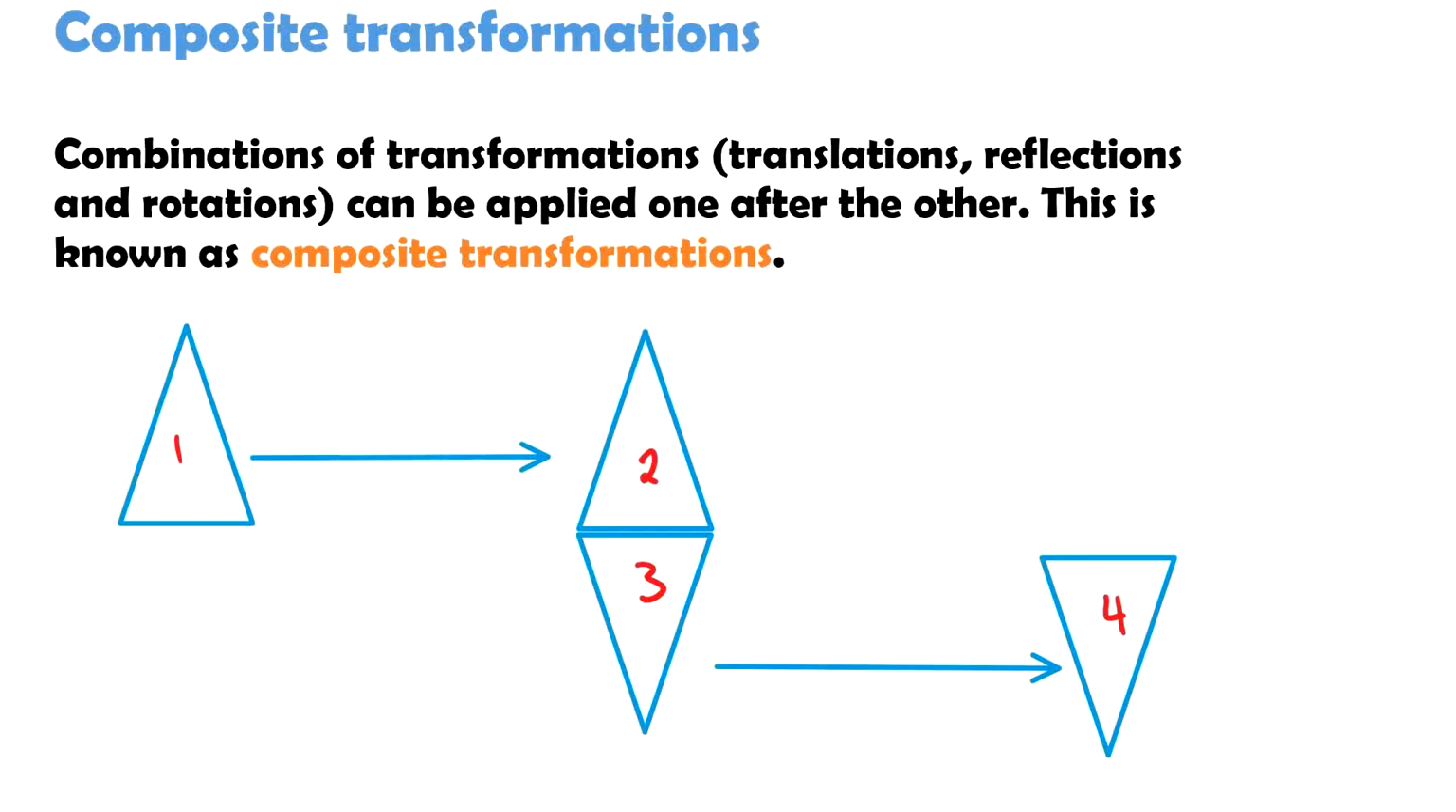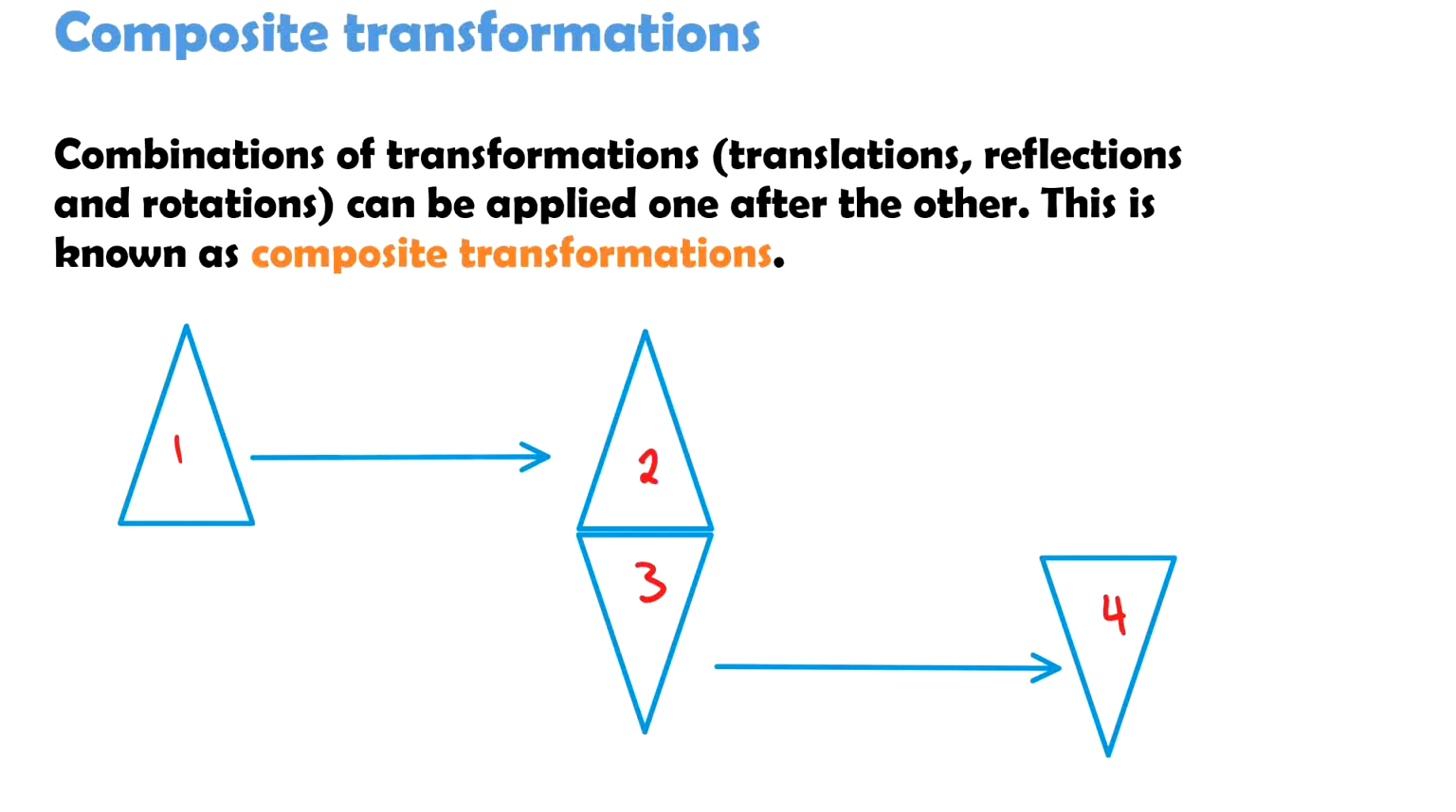In this video, we're covering composite transformations. Now, these are combinations of transformations. Remember, transformations are our translations, the sliding, reflections, which is the flipping, and rotations, which is the spinning. Now, these can all be applied one after the other. When this is done, this is known as composite transformations.